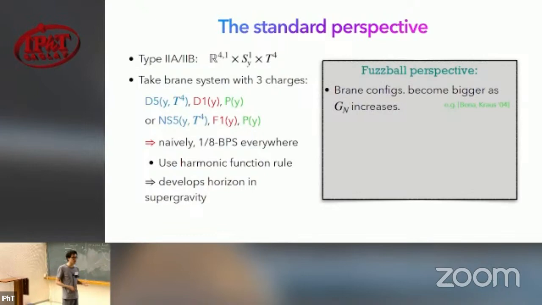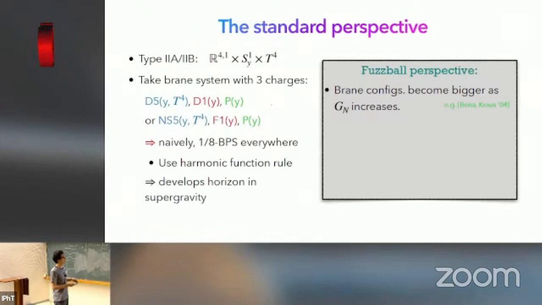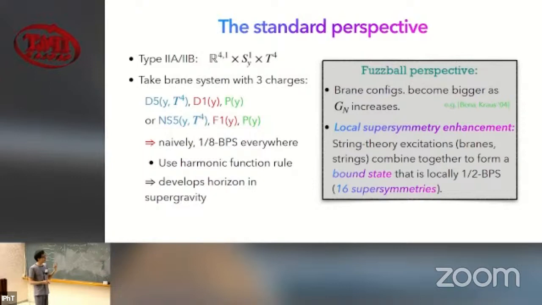First, this argument before would not work because you have to think of black holes as brane configurations, and brane configurations could become bigger as the string coupling increases. The second point of view is that there is a mechanism, which is local supersymmetry enhancement. That is to say that in string theory, excitations, that is to say branes and strings, combine together to form a bound state that is locally half BPS, that is, that has 16 local supersymmetries.